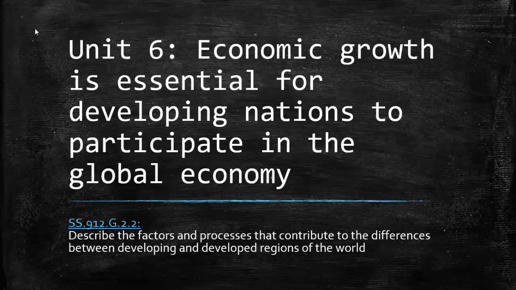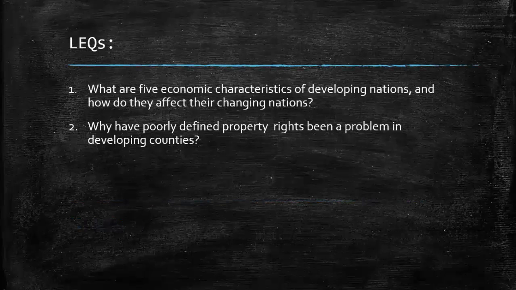All right, hello everyone. We are still in Unit 6 and we are talking about global and international economics. Our standard right down here is an interesting one. It's one that I enjoy covering. We are talking about the differences between developing and developed regions or nations around the world. In particular, we are going to look at the characteristics of developing nations and contrast them with the developed nations. And we are going to examine why poorly defined property rights have been a problem in developing countries.